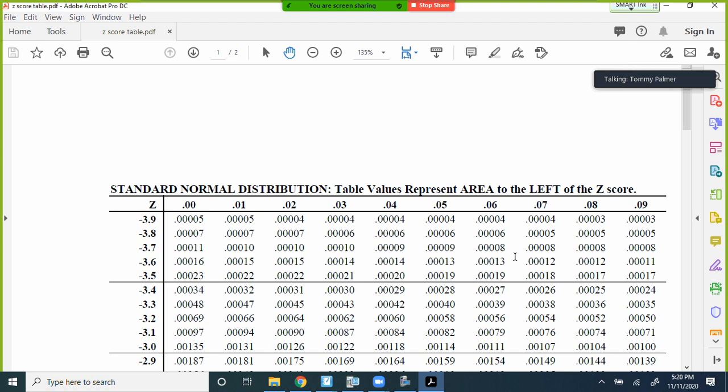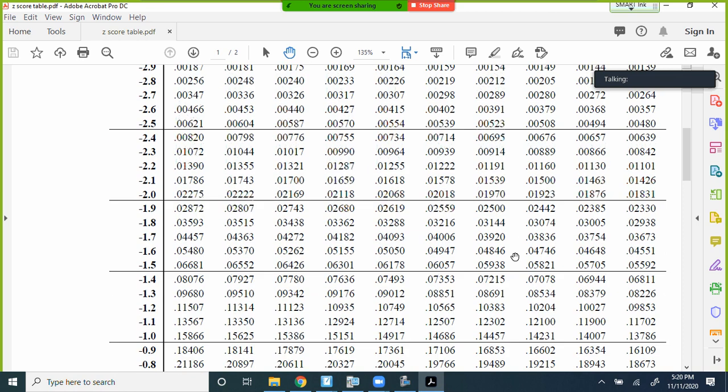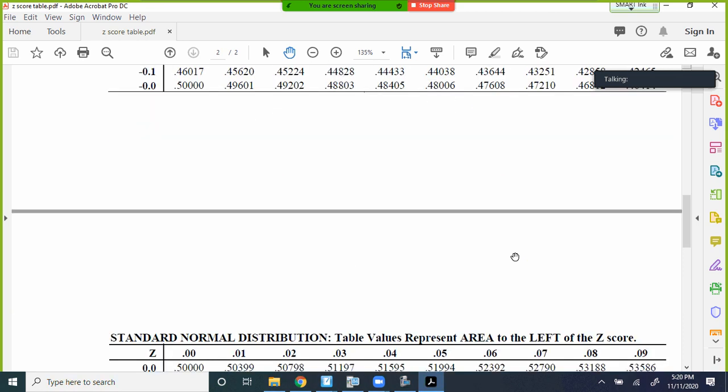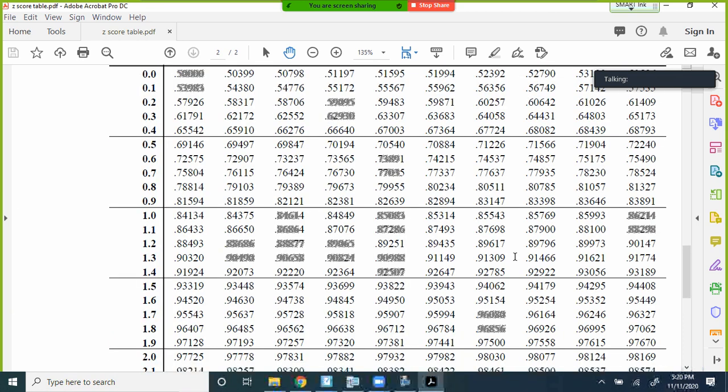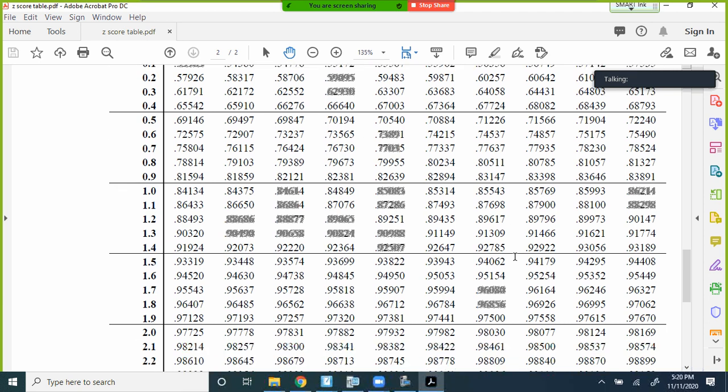For the normal distribution, I'm looking at 0.99. 0.9959 is 83891, right? Y'all see this? 0.99, right?